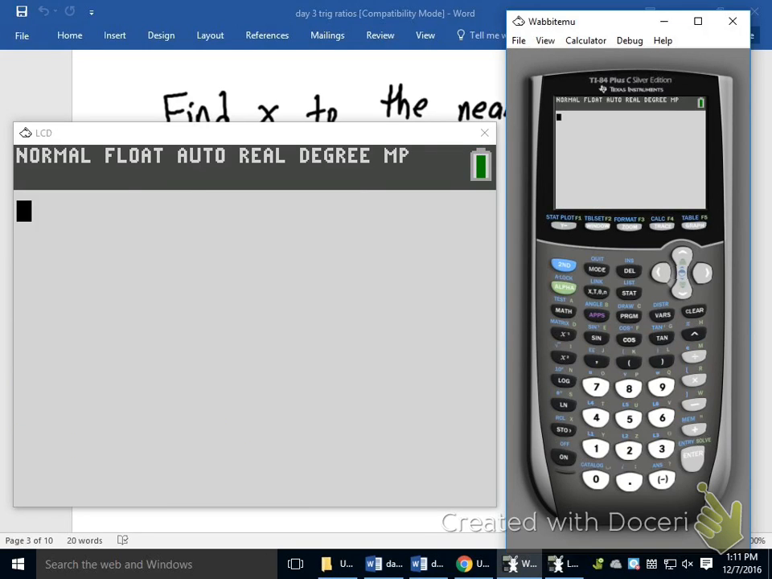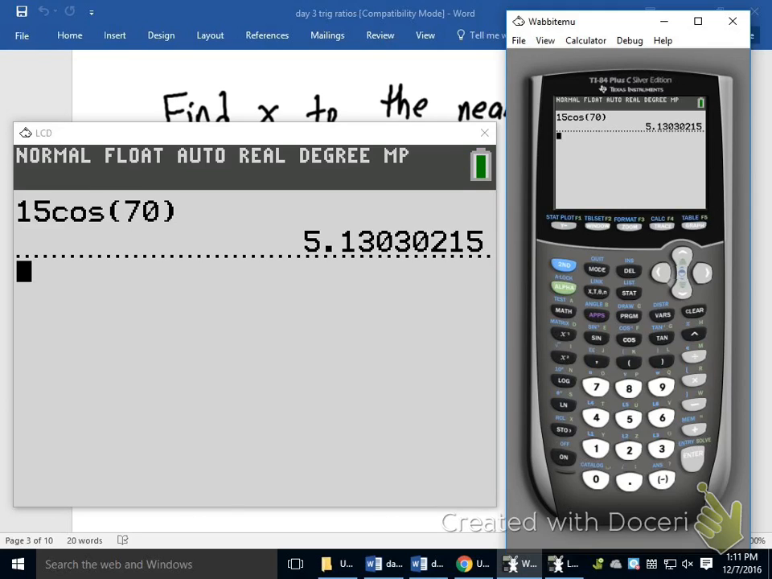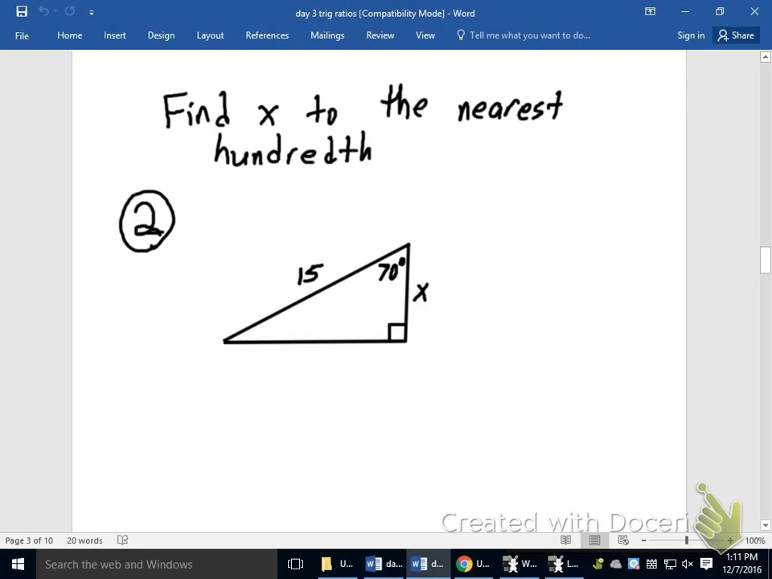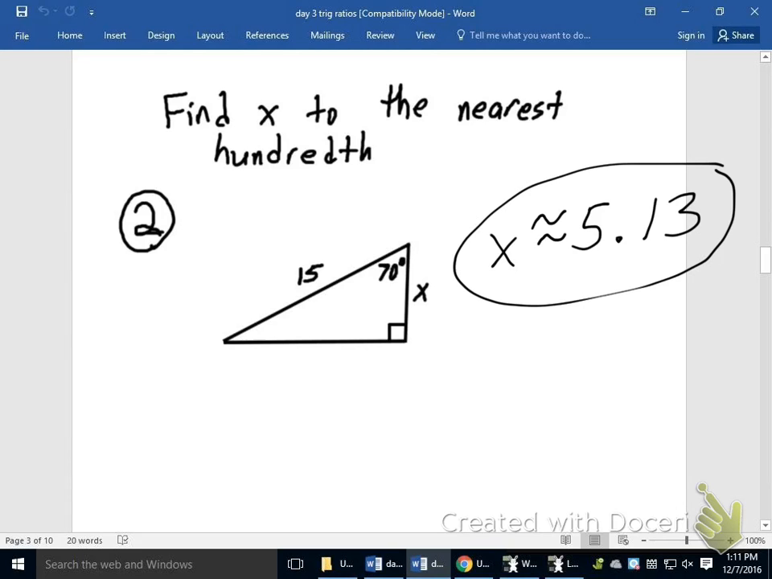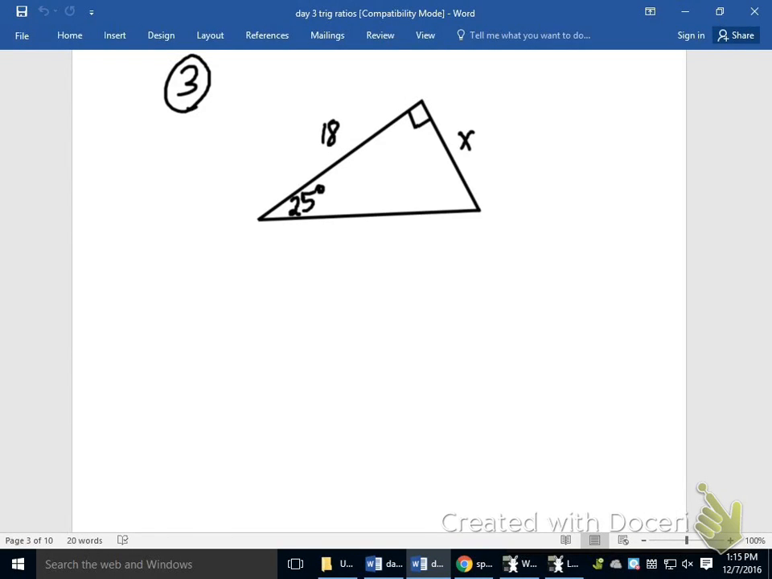And hopefully you wrote it down, that my answer was 15 times the cosine of 70 degrees. When I type that in, it does cosine of 70 and it multiplies it by 15, and I get 5.13 for x. So now I'm ready to answer. x is approximately 5.13, and that is to the nearest hundredth. That's what the problem asked.